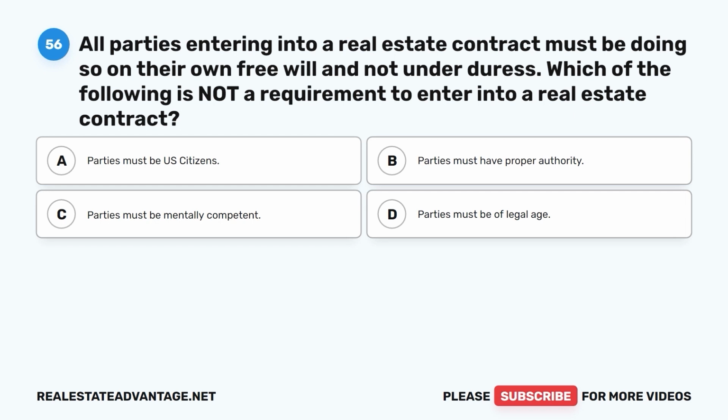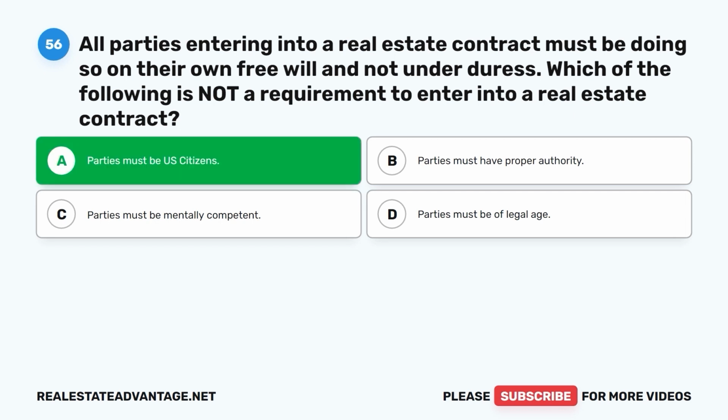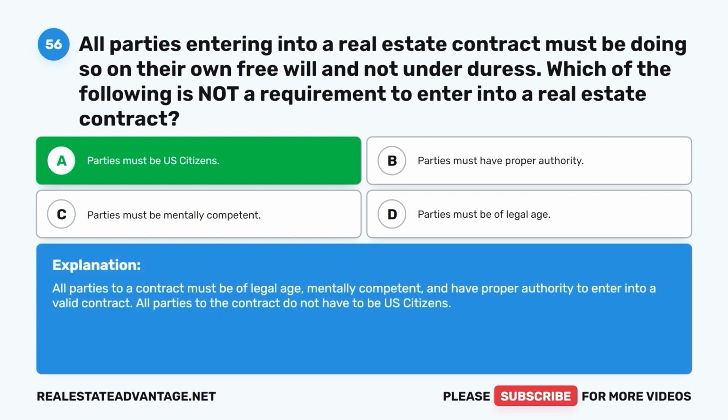The correct answer is A. Parties must be U.S. citizens. All parties to a contract must be of legal age, mentally competent, and have proper authority to enter into a valid contract. All parties to the contract do not have to be U.S. citizens.